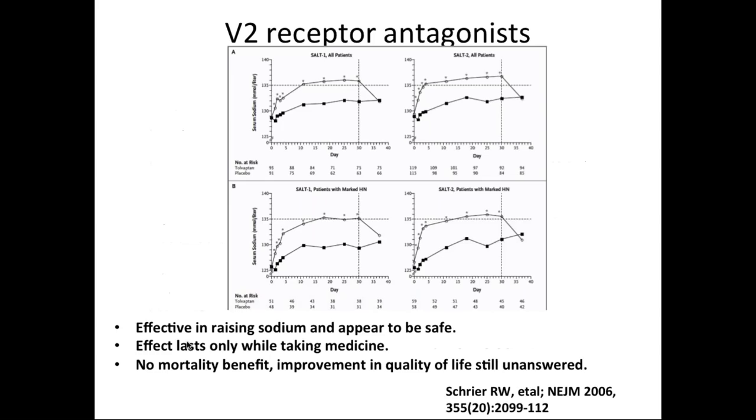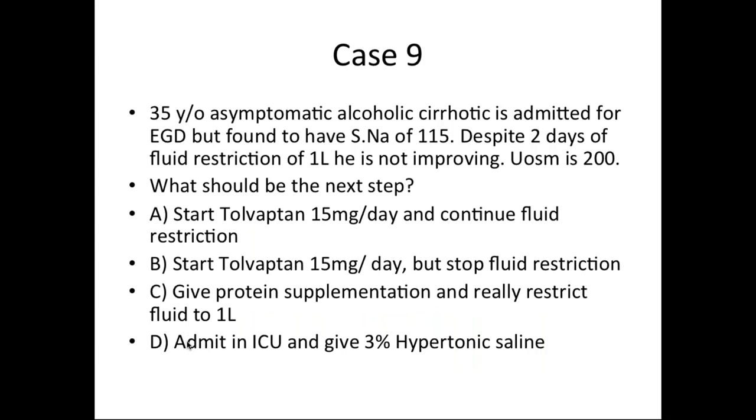So as he's asymptomatic, I would not give him any 3% saline. And my answer is going to be C, that we should give him protein supplementation and restrict fluid to 1 liter because his urine osmolarity is 200. If his urine osmolarity is 200, the only way he's not correcting with a fluid restriction of 1 liter is if his solute intake is also only 200 osms, which is why he's matching 1 liter to 1 liter and not improving.